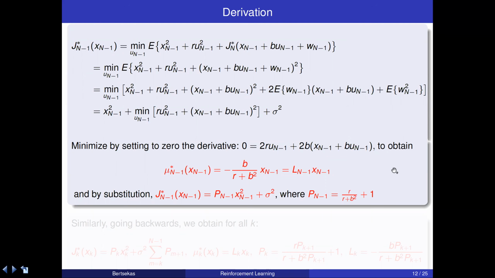Can I ask a question, please? Yes, please. So the expectation, is it kind of an operator or is it an approximation function? The expectation. No, there's no approximation in this calculation. Everything is exact. The expected value is with respect to the distribution of wN-1, but in this calculation, only the mean and the variance matter. Thank you. Does this answer your question?